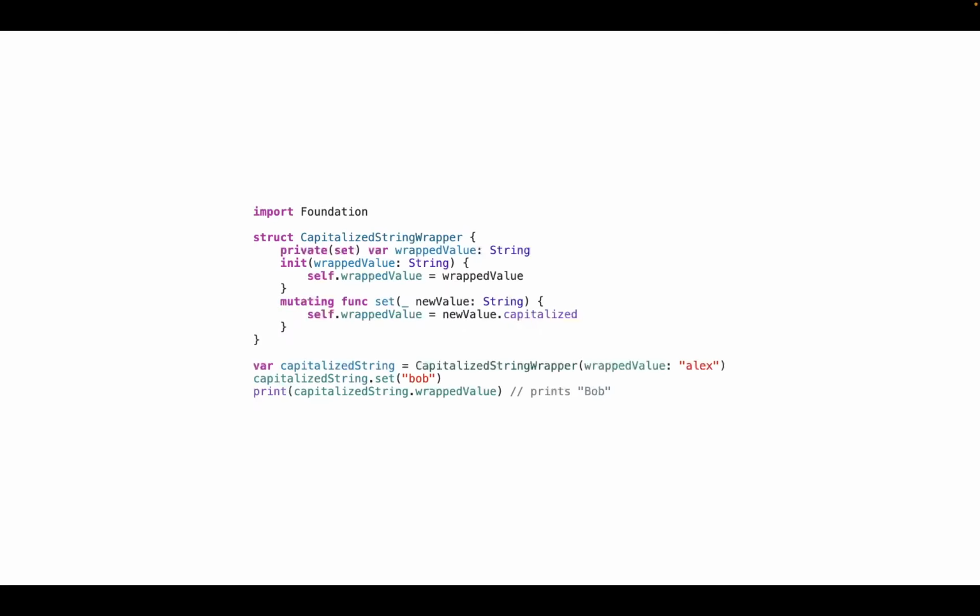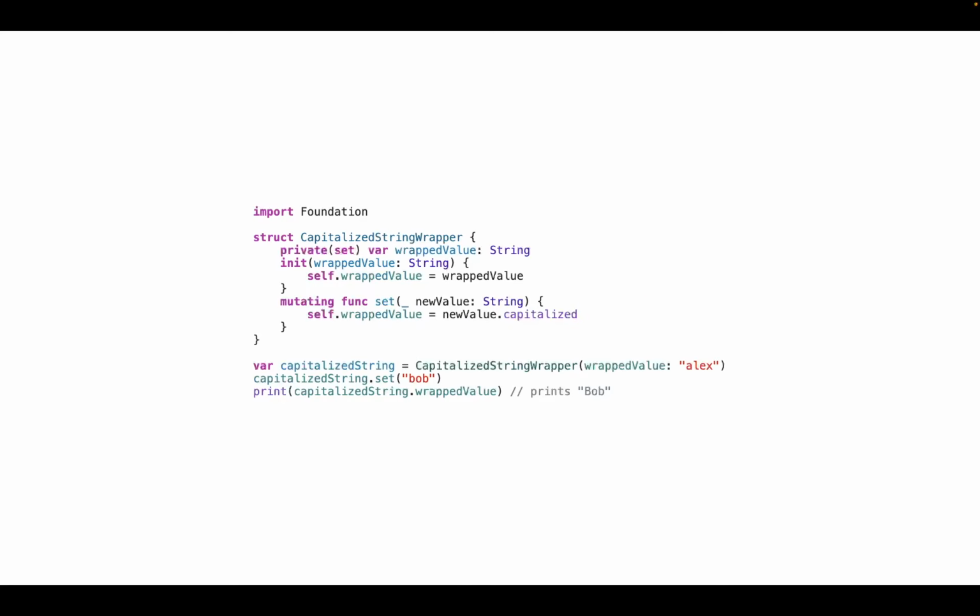Okay, so we're getting down to some very Swift-specific features now, which you don't often see in other languages. This one's called a property wrapper. So let's look at what a regular wrapper in another language might look like.